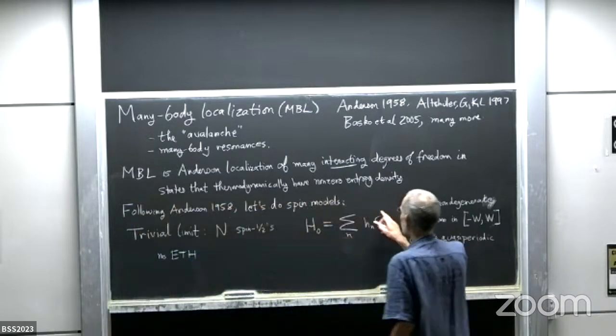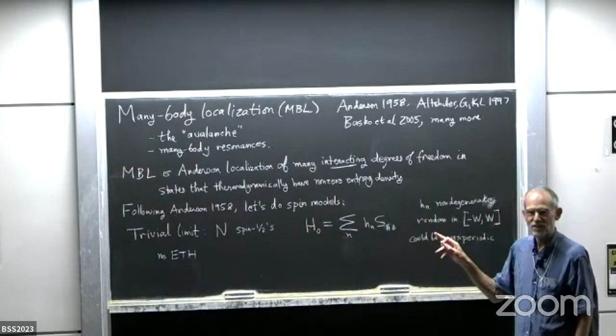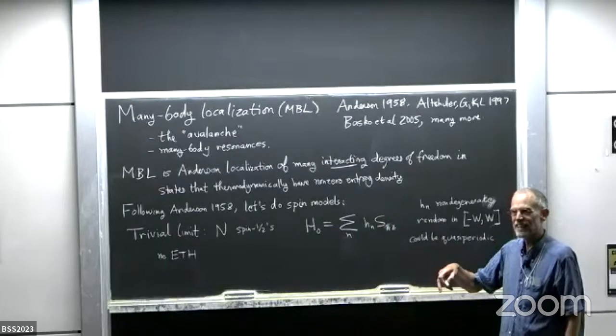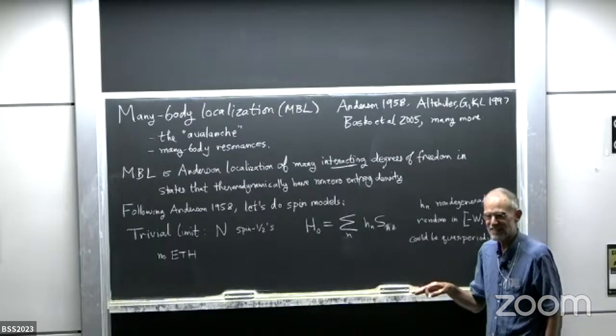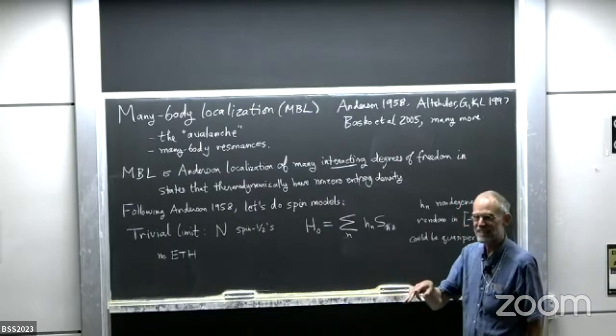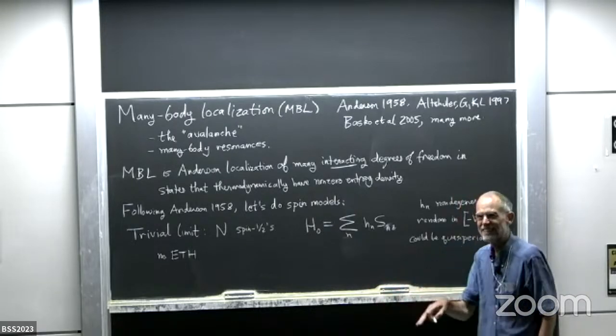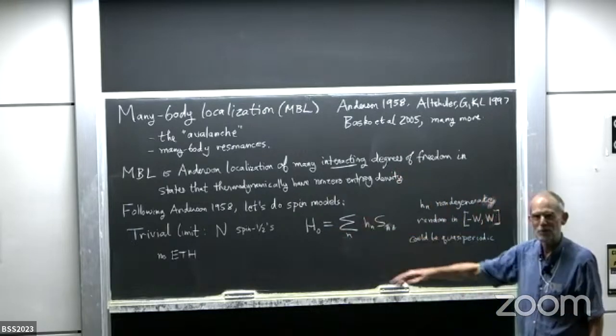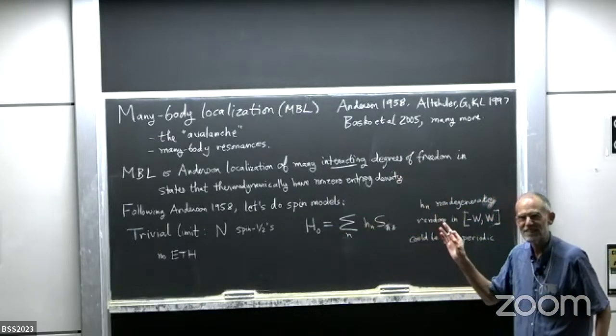Of the eigenstates of this, there is one that is unique, which is the ground state. The ground state, if it's unique, always obeys ETH, because at zero temperature, if there's only one state, that's equilibrium. All the other ones don't obey ETH.